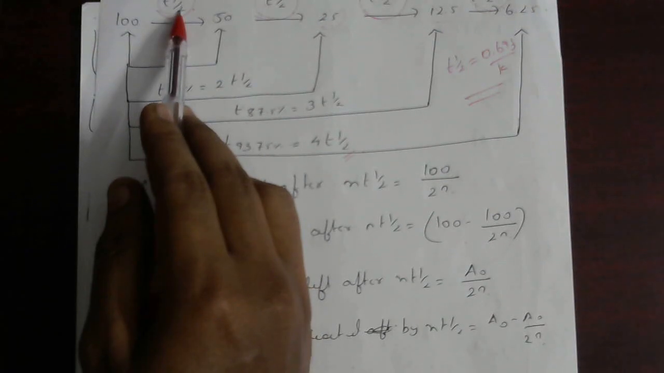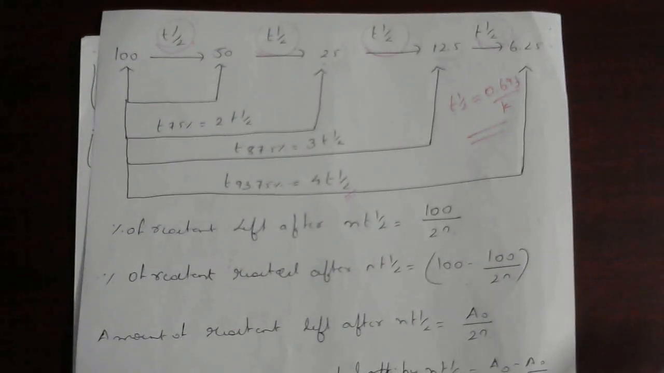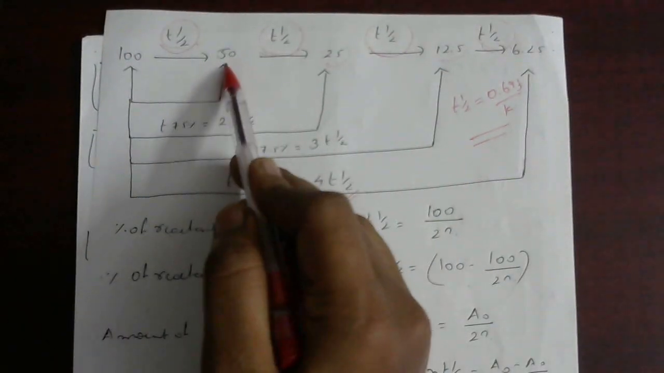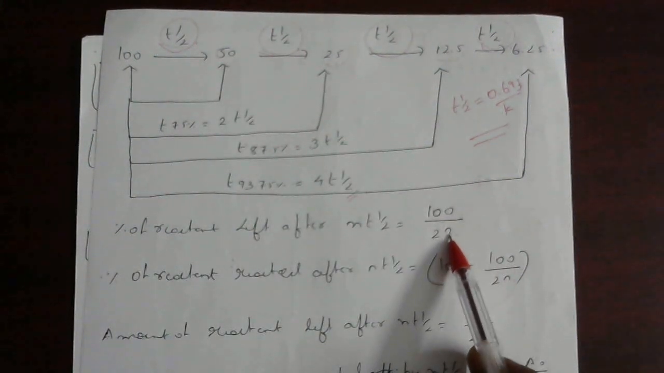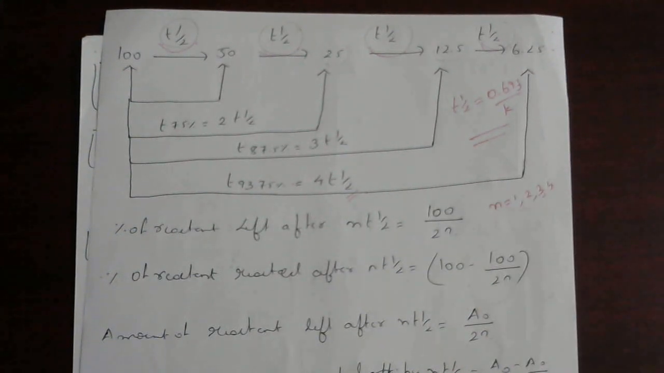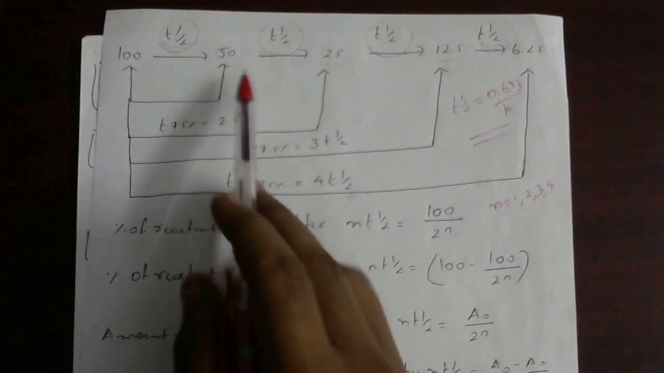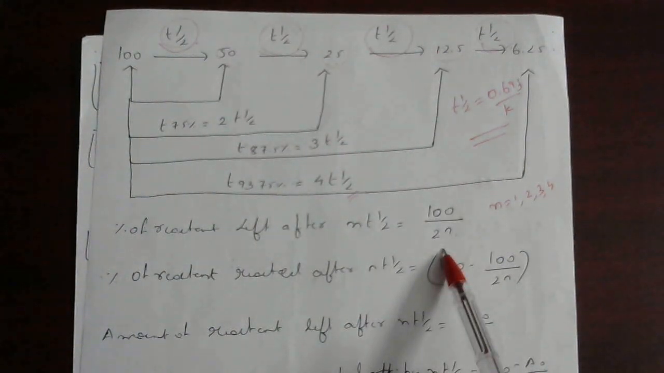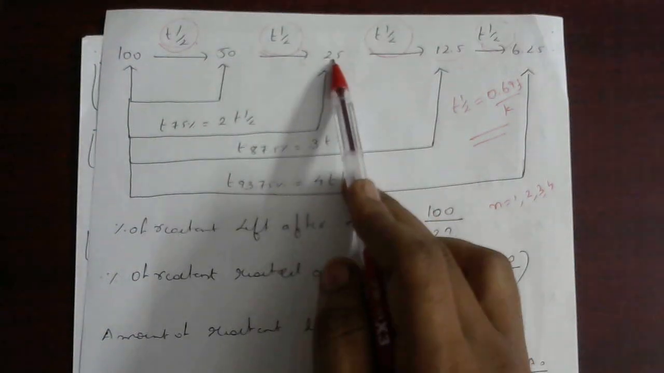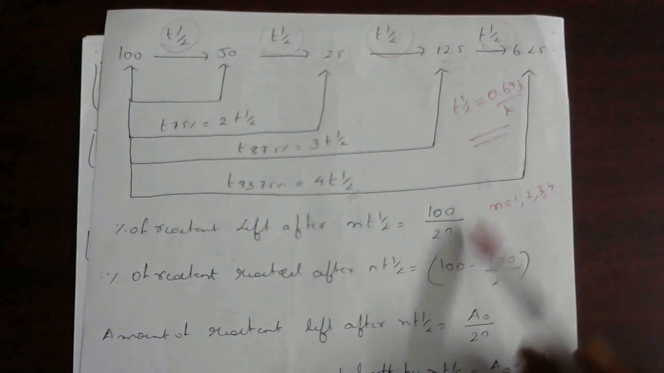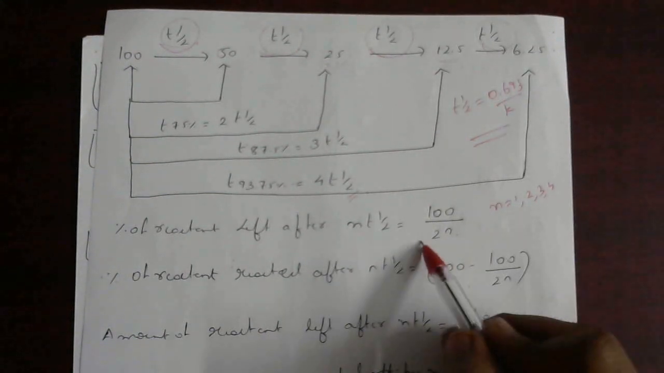Here 1 T half is there. See here, let me make it down. For example, keep here n equal to 1: 100 divided by 2, 50. You are getting 50. Keep n equal to 2: 100 divided by 2 square, 100 divided by 4, 25. Keep n equal to 3: 100 divided by 2 cube, and for 4 you will be getting this one. Means we have got something like this.